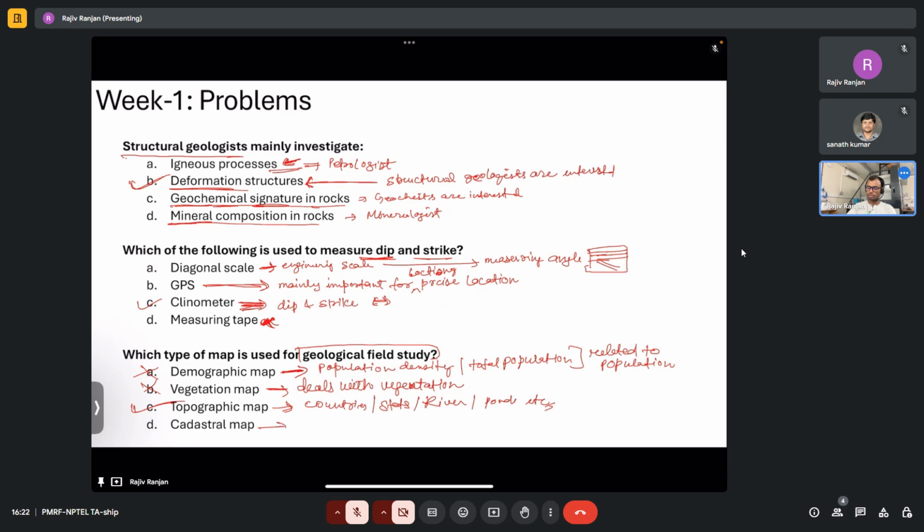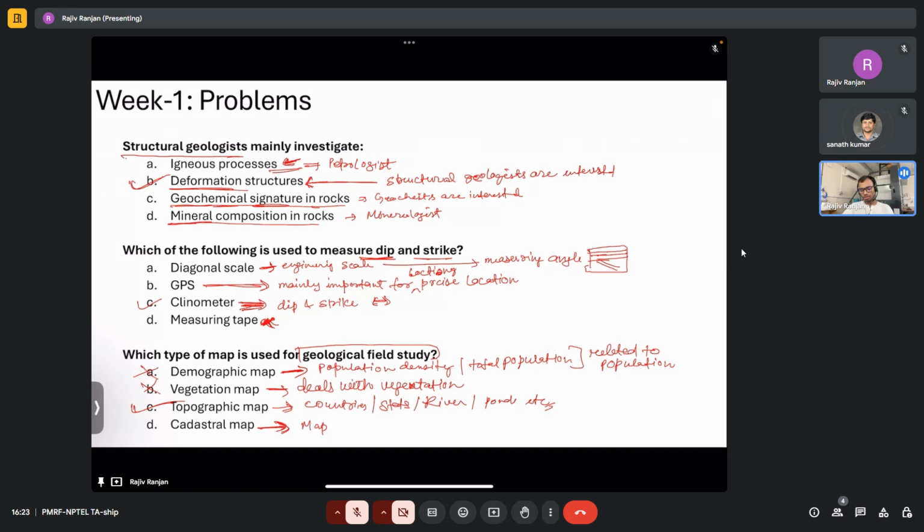In a cadastral map, can somebody tell me what a cadastral map is? Sanat, you're not audible. Can you speak louder? Village map, or small scale map. Image map? Are you talking about image? What does it contain? Roads, then village boundary, and the prominent features like post office.